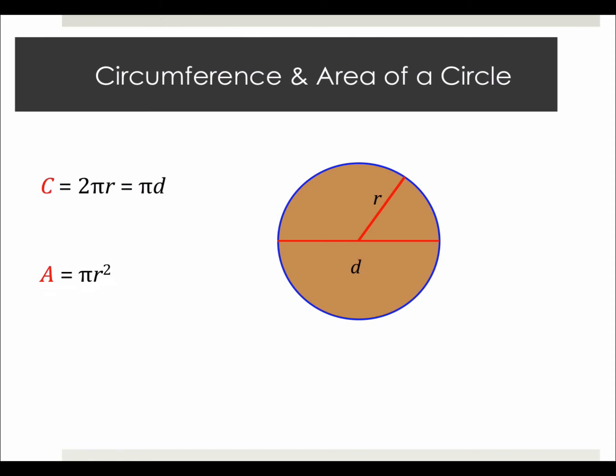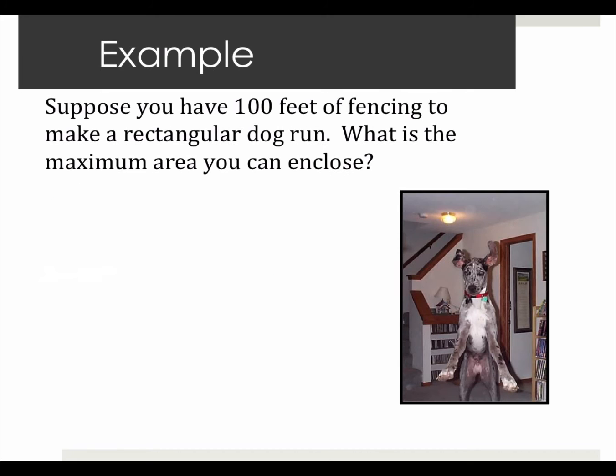All right, beautiful. Let's talk about a dog. We got some fencing and we want to make a dog run. Do you all know what a dog run is? It's a big rectangle that you put your dog in so they can run. Hence the reason it's called the dog run. You'll need your calculators, by the way. Please grab those. And let's talk about a dog run.